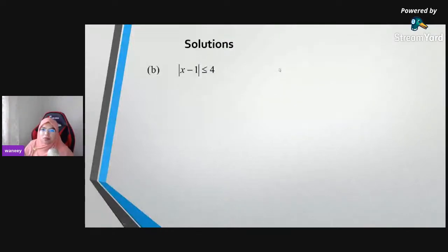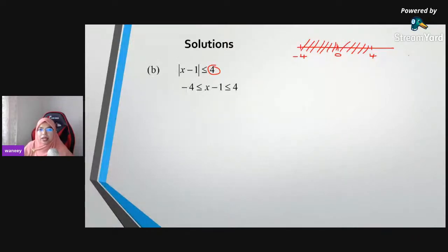Okay, so now if we draw our number line, so this is 0, on the right hand side that is 4, left hand side that is -4 because we have this number here. So less than 4, so somewhere here, -4 until 0, so this is also less than 4. Okay, so that simply means that x minus 1 will be in between -4 and 4.